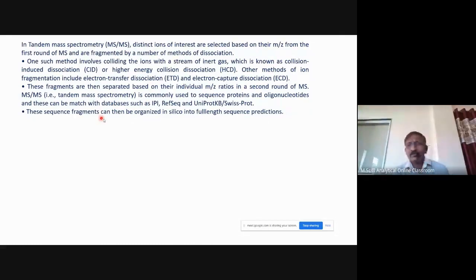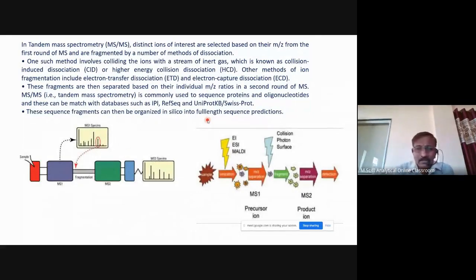So this sequence fragmentation can be organized in silico for full length sequence prediction. The software is available nowadays, and when we check with respect to that, we can observe the peaks. So what is the basic diagram for this? Here, first we take the sample, and it undergoes ionization. Then by using the first mass spectrometer we get its separation, and here we get a mass spectrum of that particular compound. Each ion then undergoes fragmentation further.